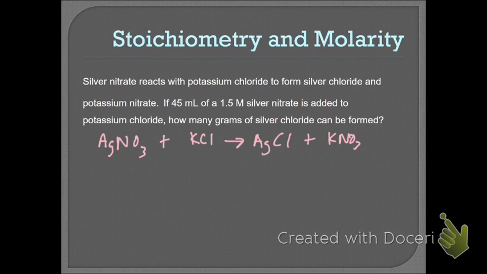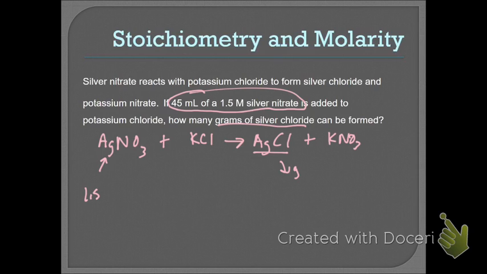It says that 45 milliliters of a 1.5 molar silver nitrate is added to potassium chloride. How many grams of silver chloride can be formed? So we're given this, it's the silver nitrate. But ultimately, we want to figure out grams of silver chloride. So we want to end up here, and we want grams. All right, so let's figure out how many moles of silver nitrate we have first.